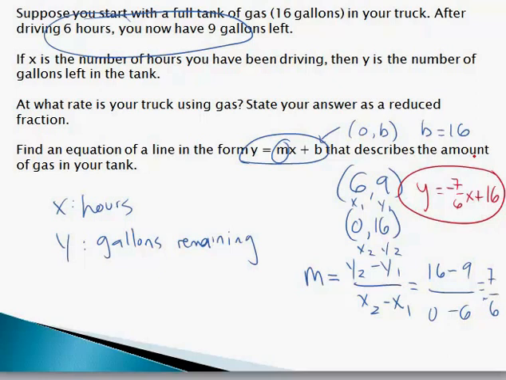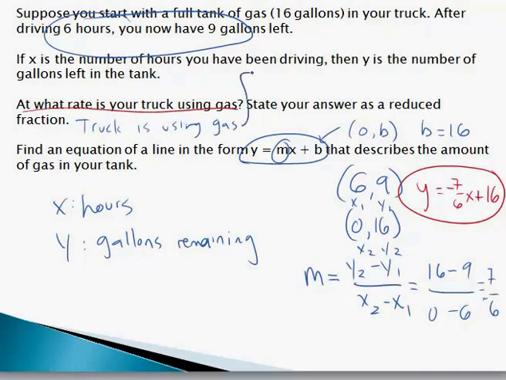Okay, so once we have that information, we can answer this question. At what rate is your truck losing gas? Rate for a word problem will be the same as the slope. So the truck is using gas.